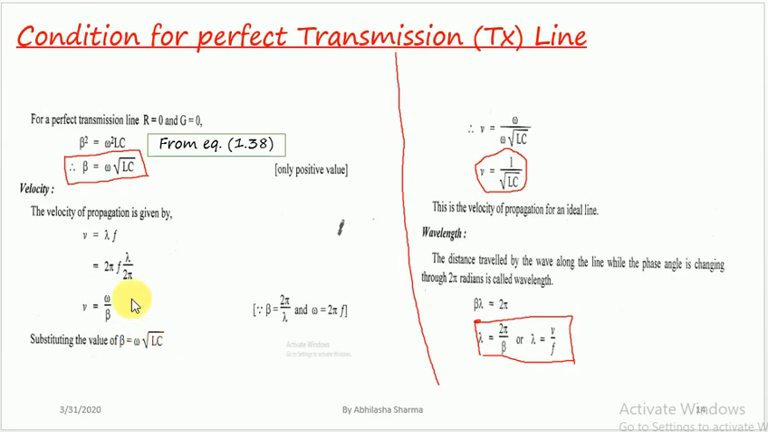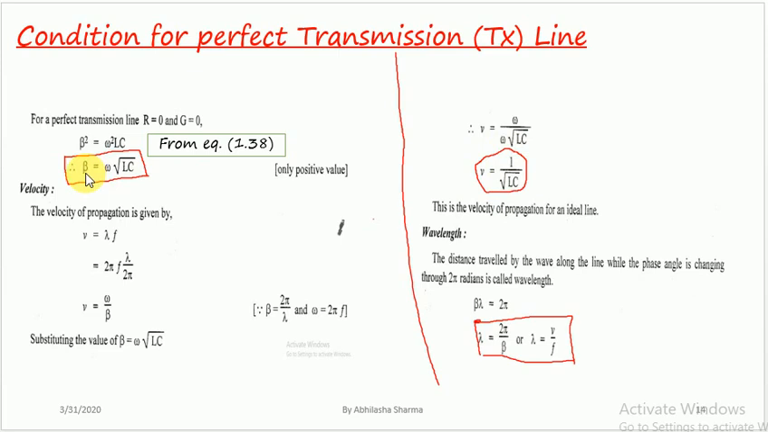Then from this equation, since we know V is omega by beta, just put the value of beta here, which is omega root LC. Then what is the value of V? That will be equivalent to 1 divided by root LC. It means here we have calculated the velocity in terms of the primary parameters.